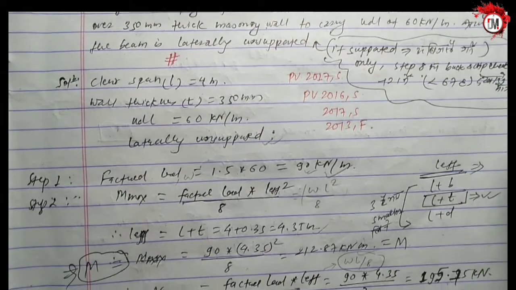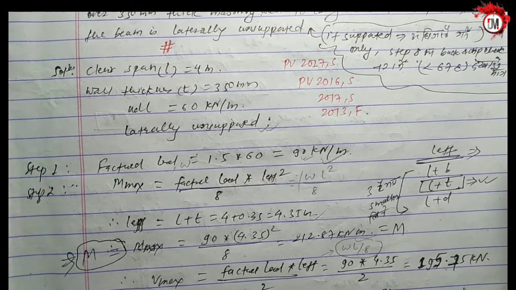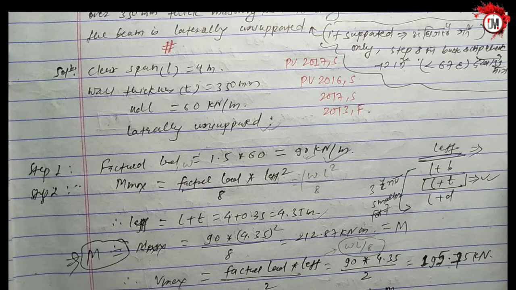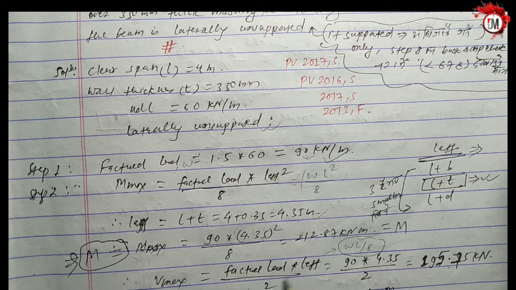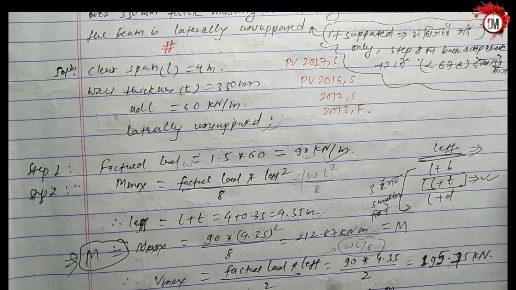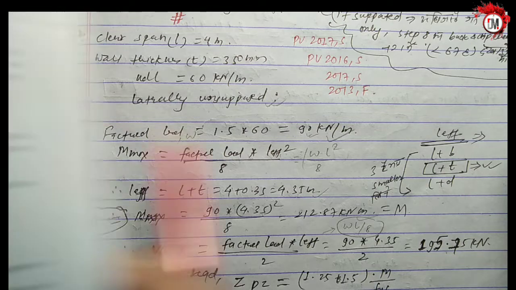So V maximum equals factored load into L effective by 2, equal to 90 into 4.35 by 2, where 4.35 is L effective and factored load W is 90. After calculating this value, we get V maximum equal to 195.75 kilonewton. After completing step number 2, we will go to step number 3.